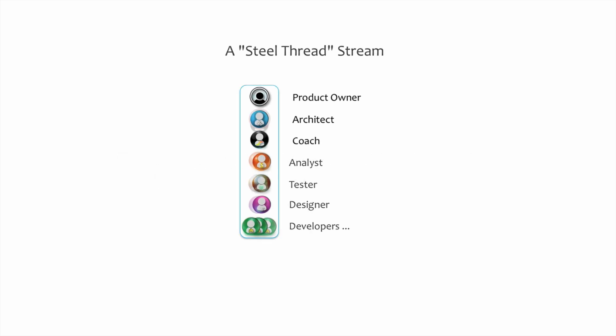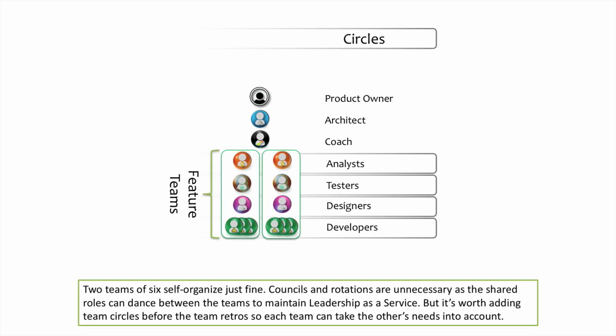Two teams of 6 self-organize just fine. Councils and rotations are unnecessary as the shared roles can dance between the teams to maintain leadership as a service. But it's worth adding team circles before the team retros so that each team can take the other's needs into account.